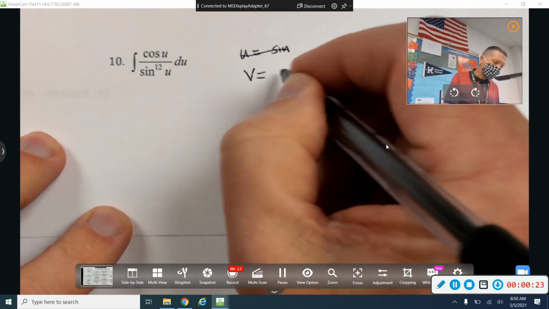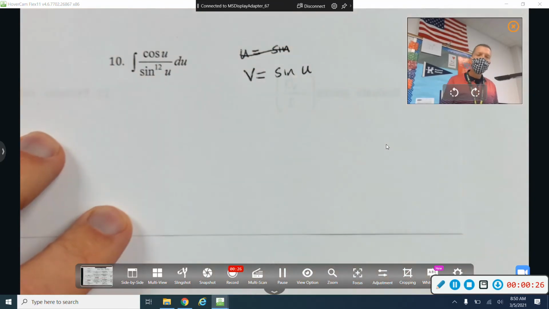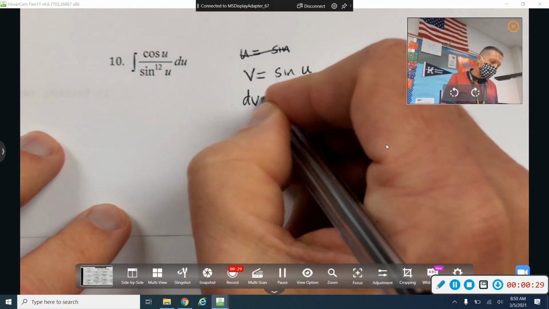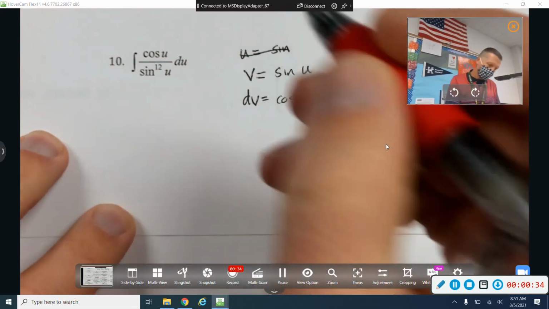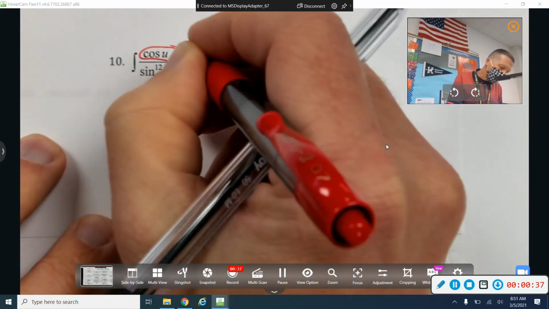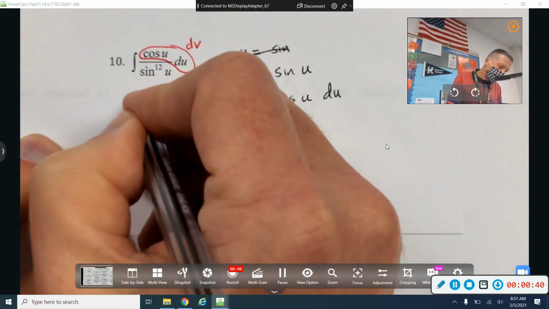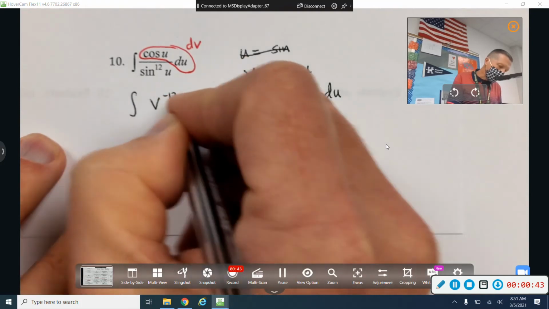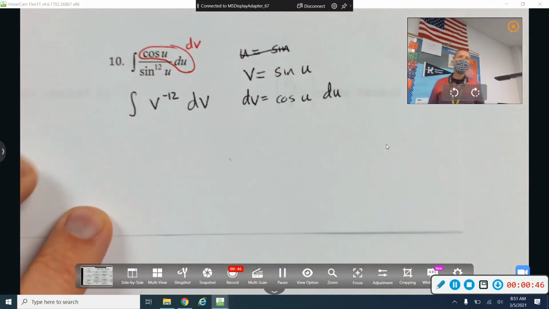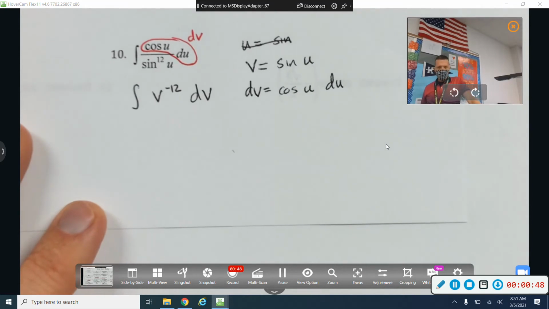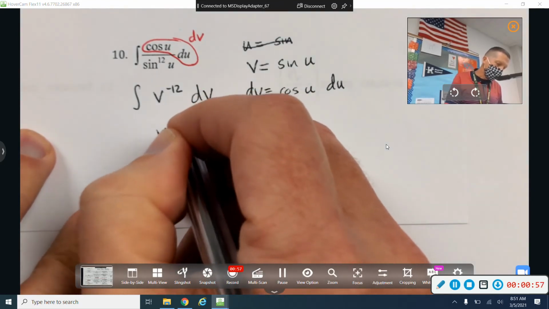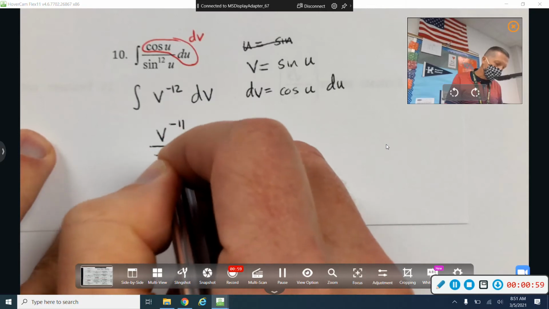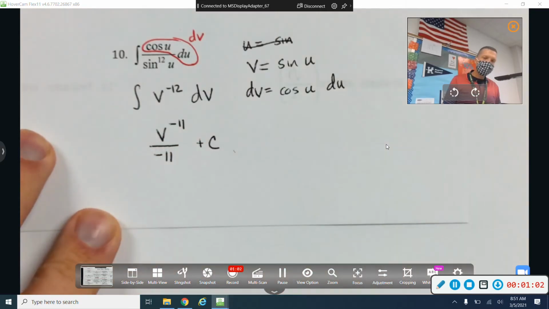Let's just say v equals sine of u. So dv equals cosine of u du. That's good news. That's dv. So this is v to the negative 12 dv. So increase the power by 1, divide by the new power. Negative 12 plus 1 would be negative 11, divided by negative 11, plus c.